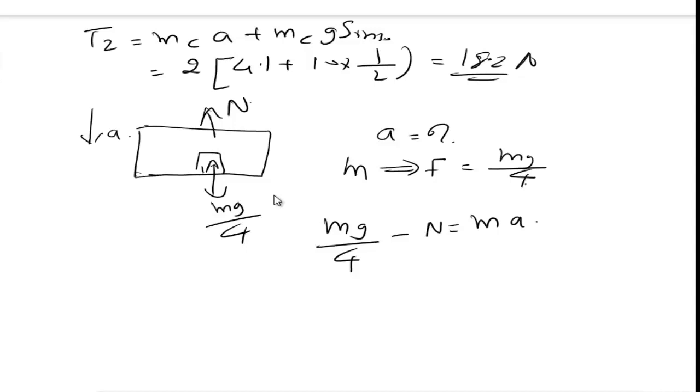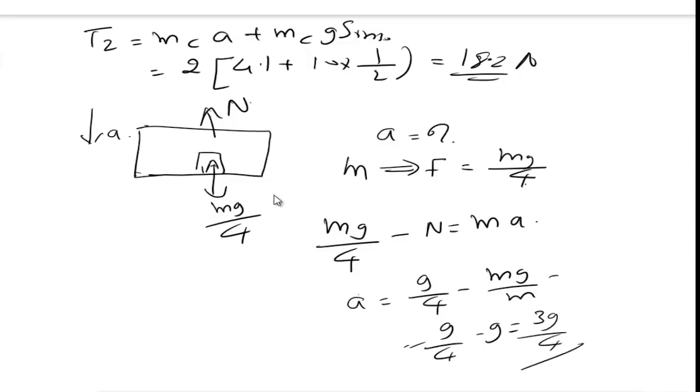Here we need to find out the mass of the system. Mg by 4 minus N equals ma. Therefore, we need to find out what the acceleration should be. Acceleration, how can we find it out? a equals g by 4 minus mg by m. Therefore, g by 4 minus g, we will be getting it as 3g by 4. 3g by 4 is the acceleration acting on the system.